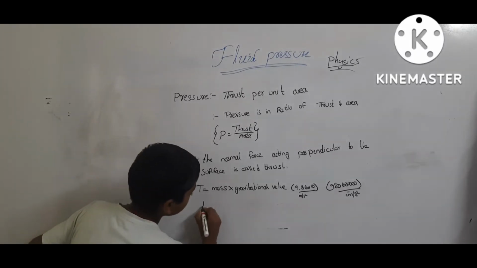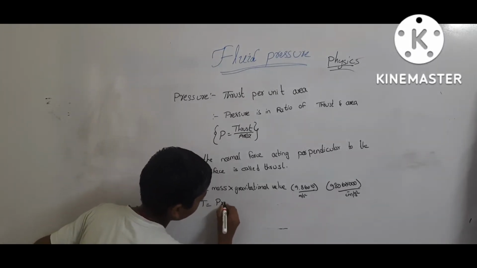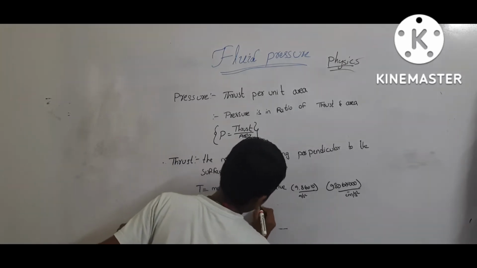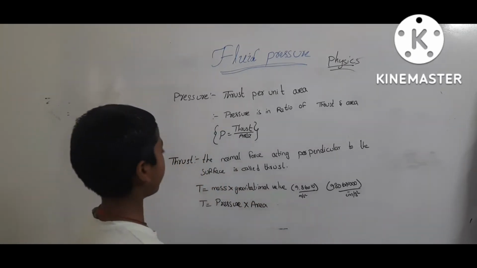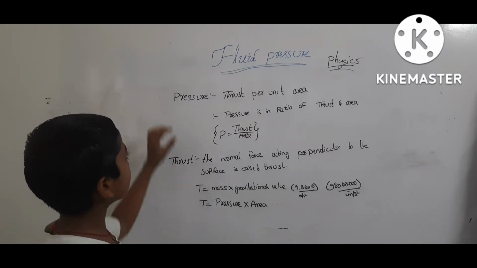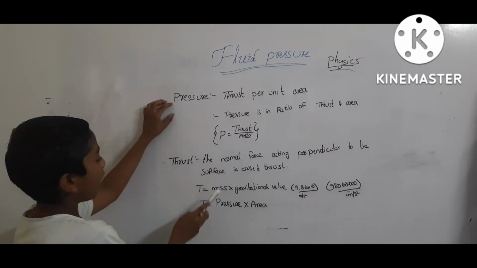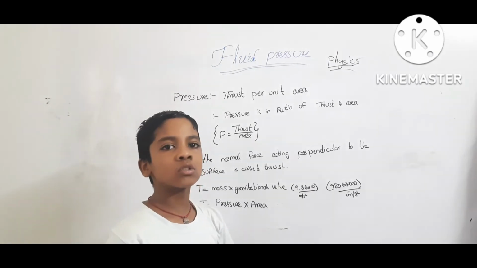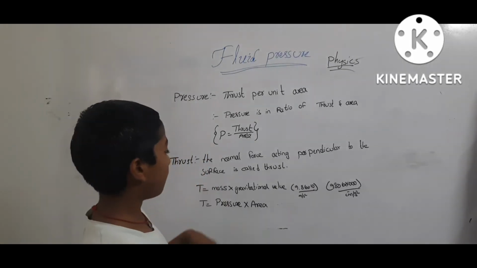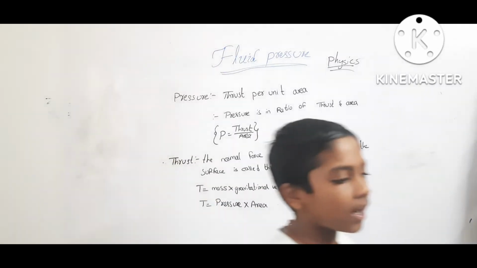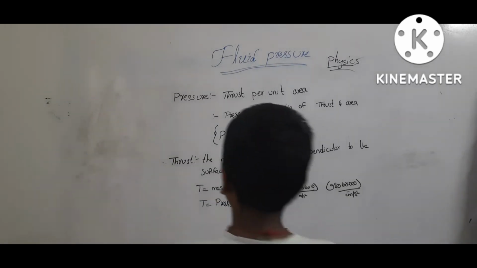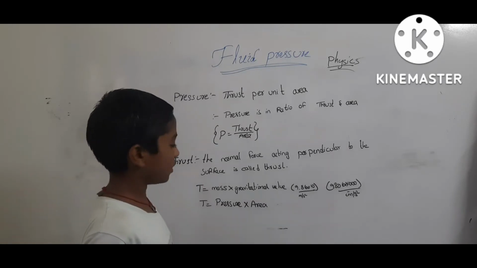Another formula for thrust: thrust equals pressure into area. And if they give mass and gravitational value and ask you to find the thrust, you multiply both mass and gravitational value. This is the definition of thrust.